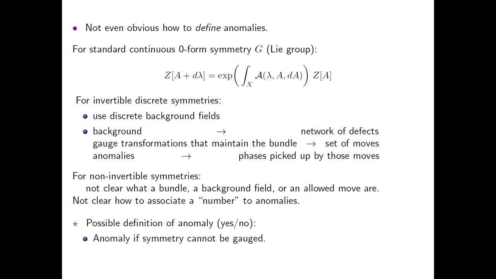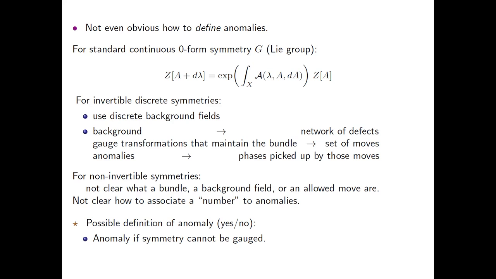But when we go to non-invertible symmetries, it's not clear what a bundle is for a non-invertible symmetry because we don't have a group. It's not clear what a background field is. We could try to use this definition in terms of networks, but then you have to tell me what is the set of moves that I'm allowed to do, and then maybe I can try to see what phases I get when I do this move. So it's not clear how to define anomalies.